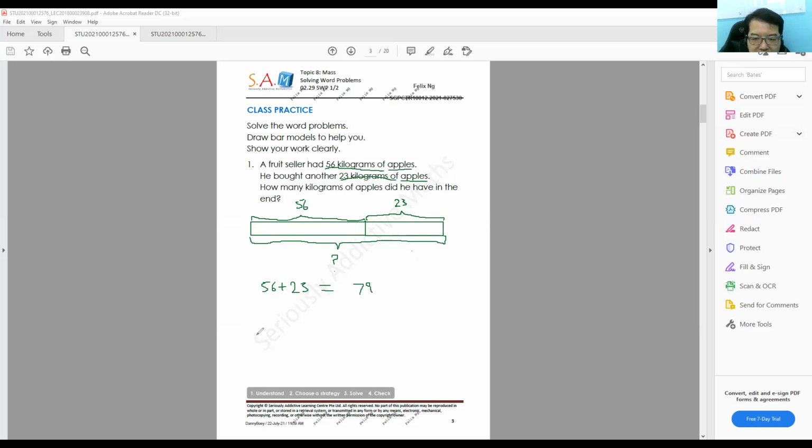Okay, so write the statement. He has 79, don't forget the units, the unit is kilogram. So we can put 79 kg of apples in the end. The statement is very important. Please have the statement there. Very important. If you need time to copy this down, please press pause. If not, I'm going to move on to the next question. So please press pause if you need time.